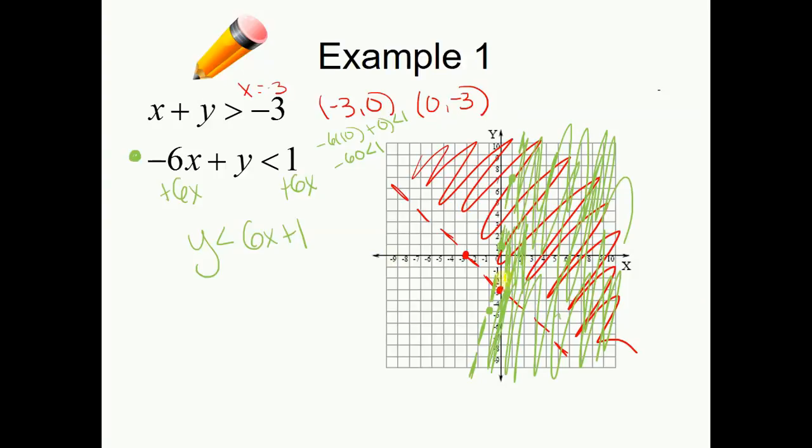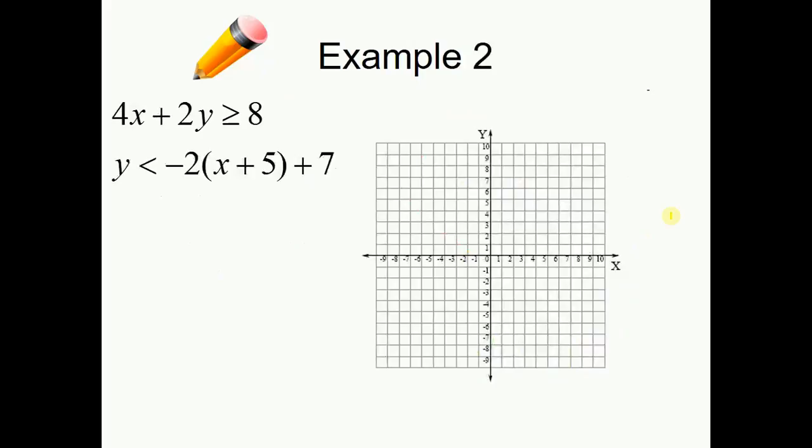Notice that the two equations work up to right here. This is where they meet up, they shade together. Sometimes I like to underline or highlight or color with a different color where they intersect, just so I can find it easier. So these two are where they are intersecting perfectly. Let's try the next example here.